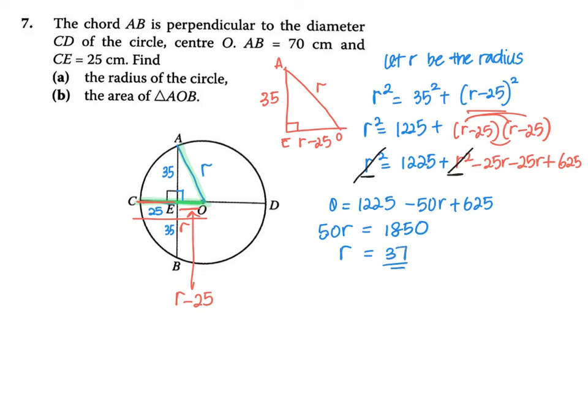Now I found the answer. r is 37 cm. And OE will be 37 minus 25. OE will be 12 cm.